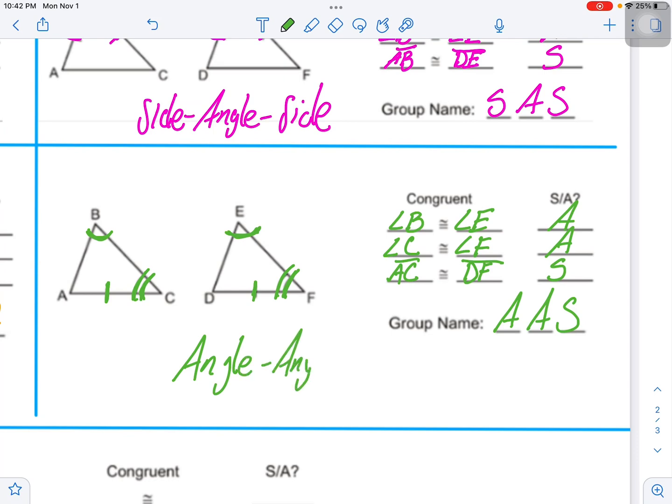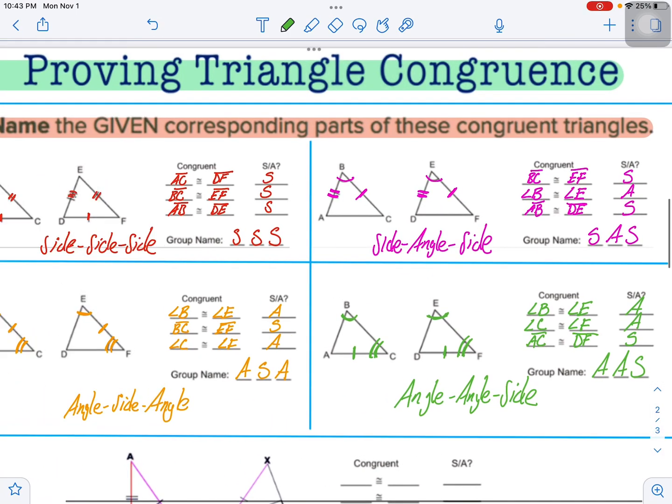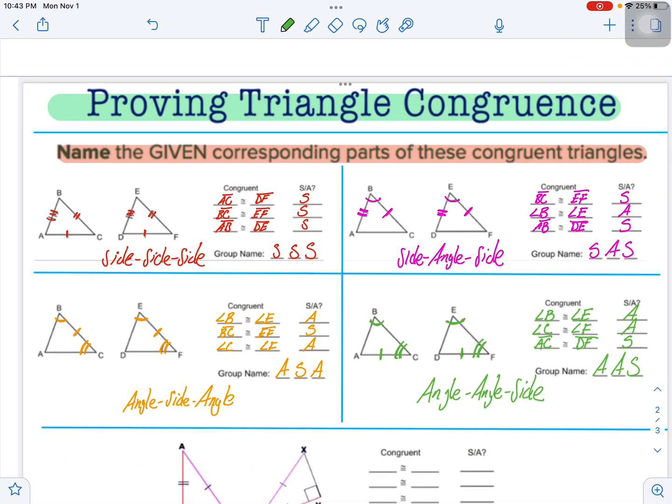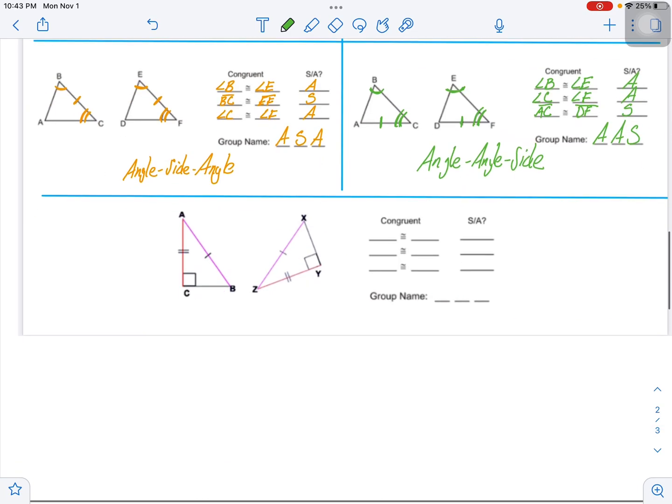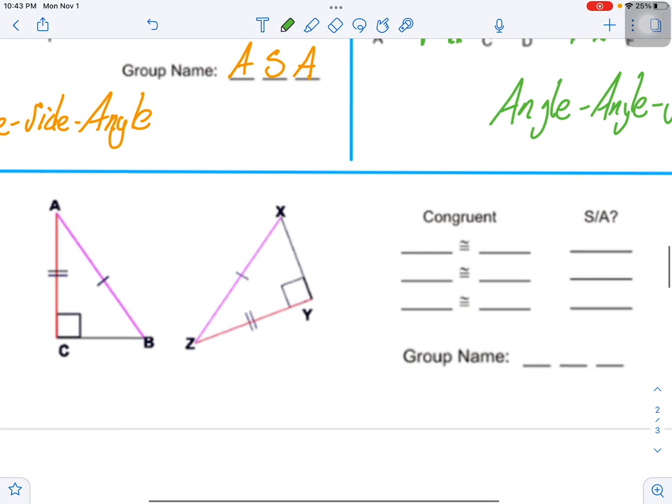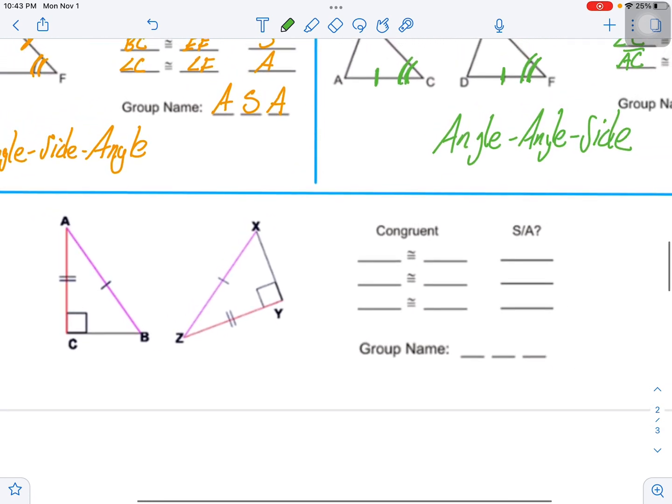Angle, angle, side. And look at that. Those are our four congruences. And we have actually one more. So let's check it out. All right, so let's take a look here.